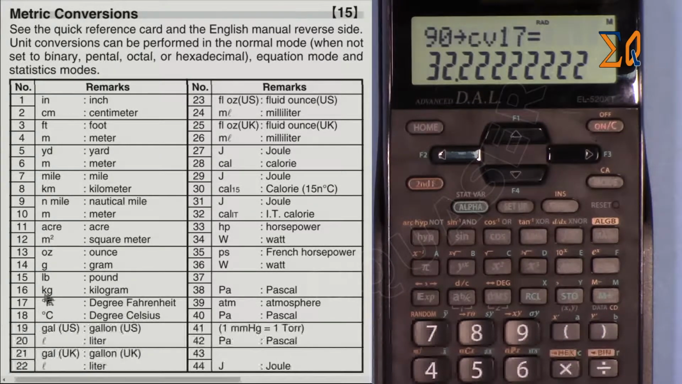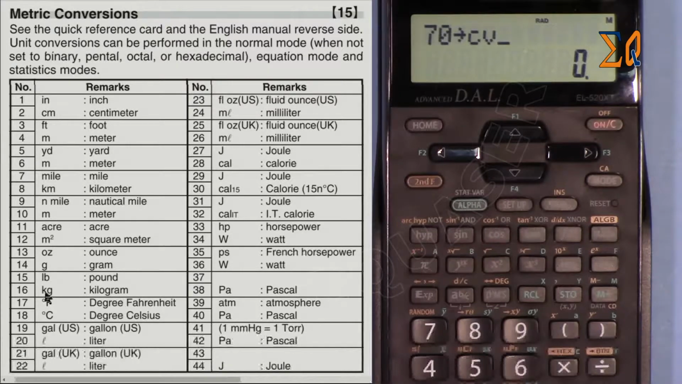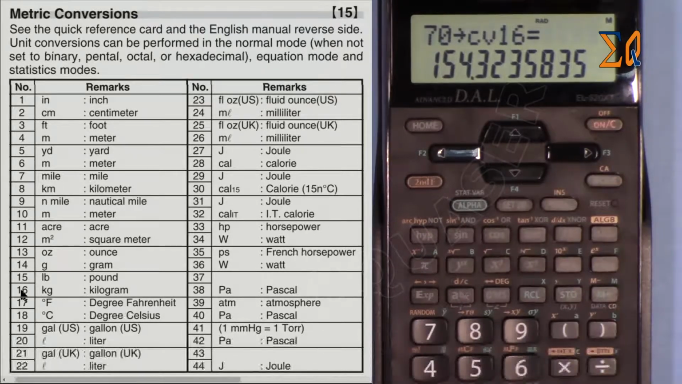Now let's say somebody weighs 70 kilograms, so 70, second function convert, I'm pressing 3, kilogram to lb, press 16, and it will give you the pound, 154 pounds.